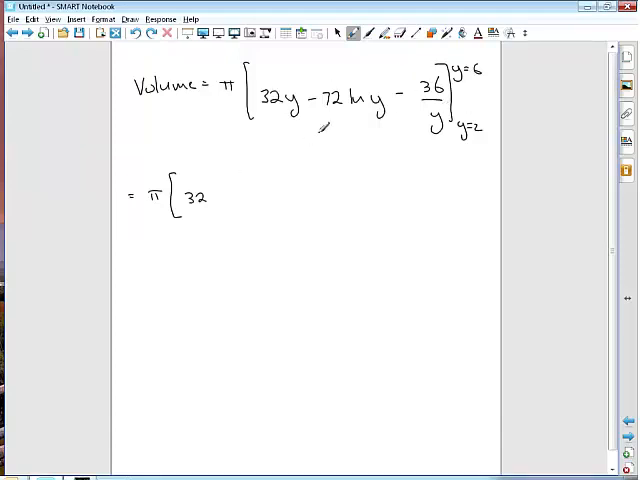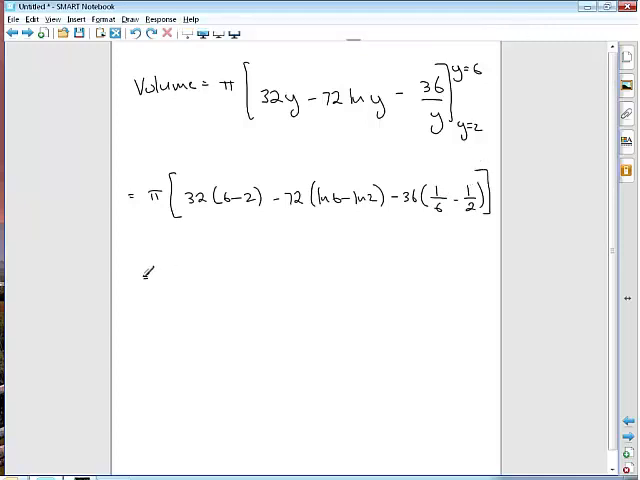We can do each term separately and apply the limits. So we can have 32 times 6 minus 2. We can have minus 72 times the natural log of 6 minus the natural log of 2. And we can have negative 36 times 1 over 6 minus 1 over 2. We could have done each one of these, put 6 in and then subtracted the whole thing with 2. In this case, because we have this natural log involved, we probably end up with a decimal version anyway, so why don't we just go ahead and do that.